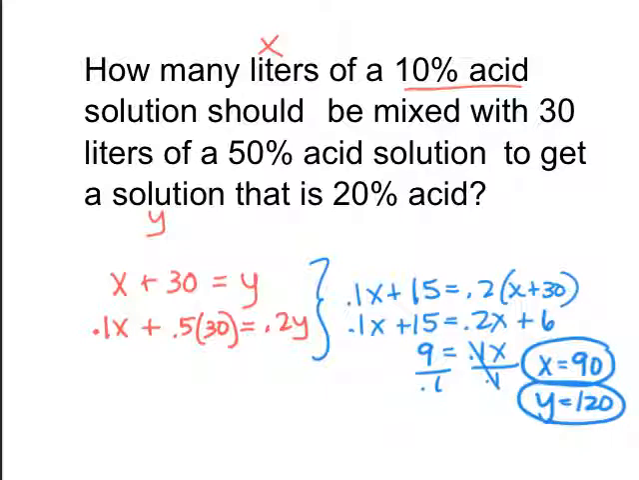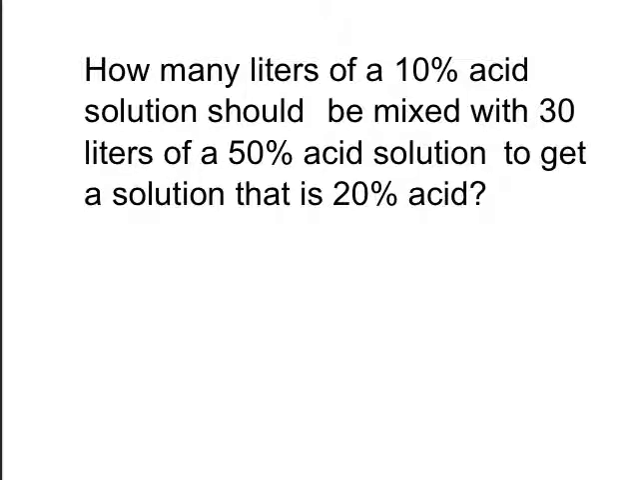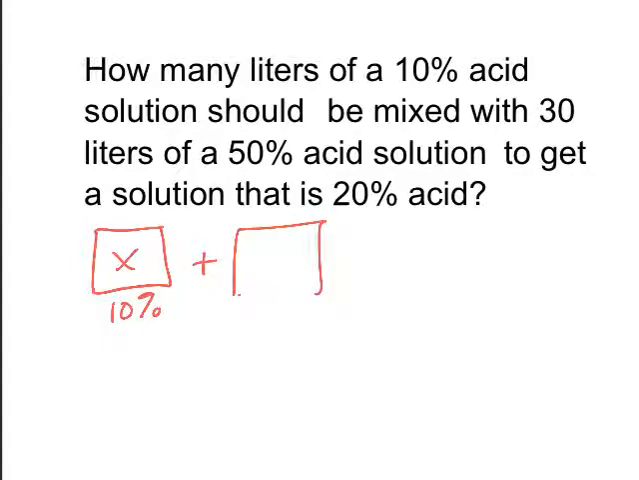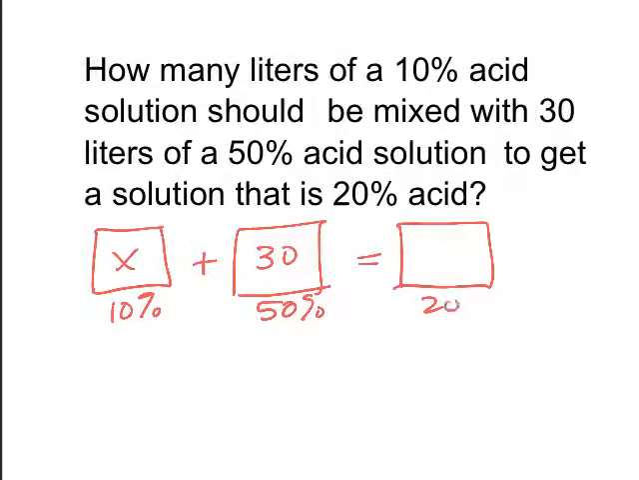Now let's do this same problem again, but I'm going to show it where you can set it up as one variable. And I do this for mixture problems a lot. All right, so this method, I kind of create buckets. I have an unknown number of liters of the 10% solution, and I know I have 30 liters of the 50% solution, and I want, by the time I'm done, a 20% solution.